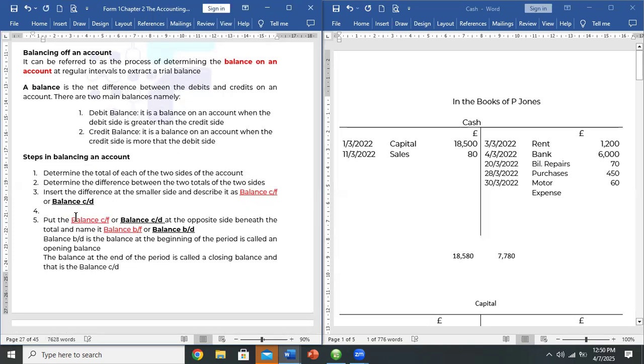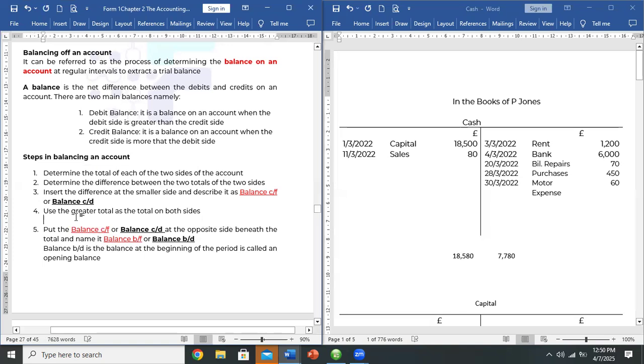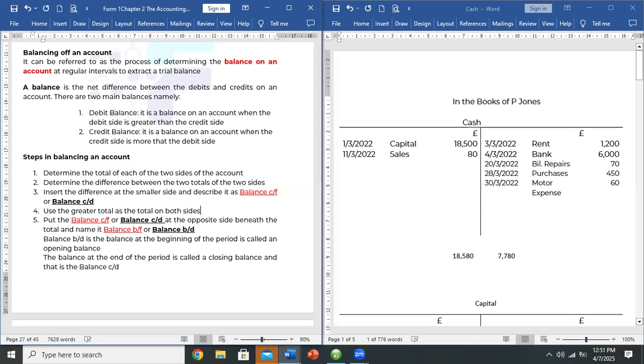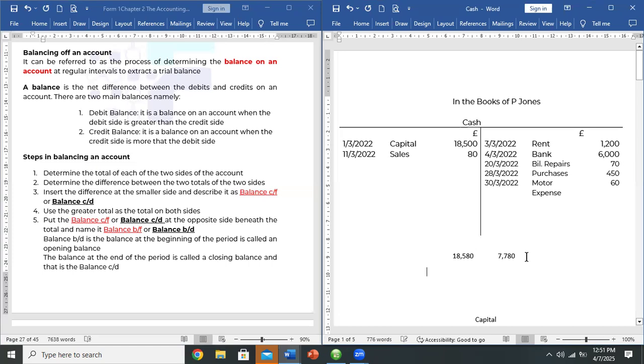Okay, so let's take note of the changes there, right? The second step is to determine the difference between the two totals. So we need to find the difference between 18,580 and 7,780. Please, what will the difference be? Prof. Josephine, what will be the difference? 10,800.